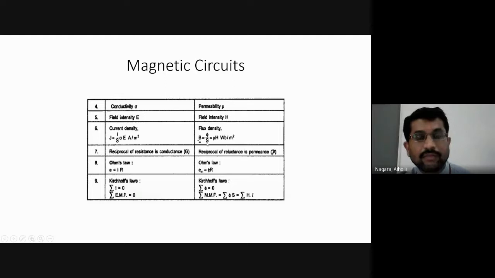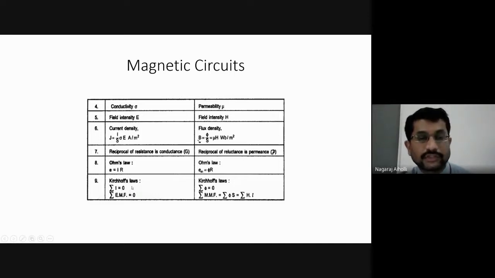Similarly, here we have flux density B = phi/S, that is flux per unit area, flux density, in Weber per meter square. Then in electric circuits, the reciprocal of resistance is conductance, whereas in magnetic circuits, the reciprocal of reluctance is permeance. Ohm's law is V = I R. Ohm's law in magnetic circuits is MMF, magnetomotive force, equal to flux into reluctance. Then Kirchhoff's law, summation of I is equal to 0.